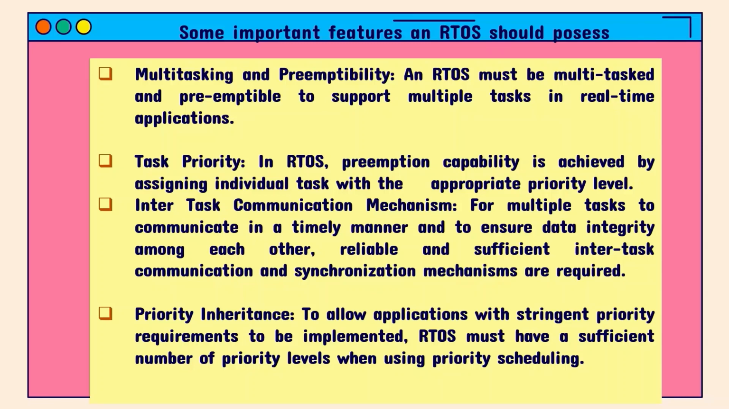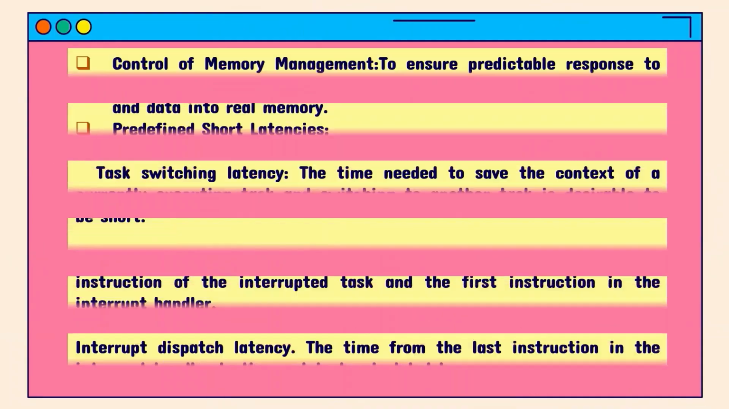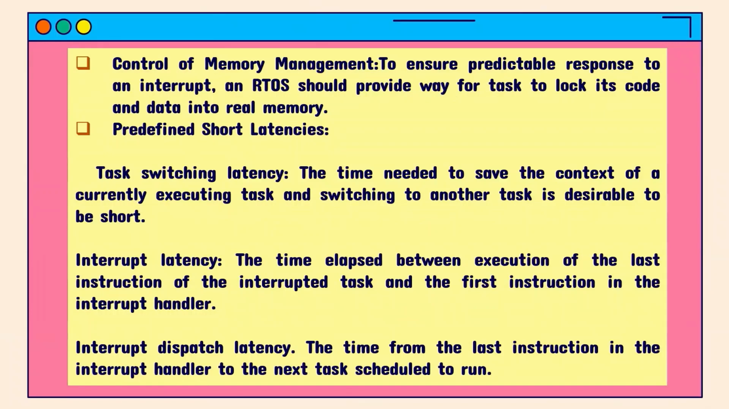Priority inheritance. To allow applications with stringent priority requirements to be implemented, an RTOS should have a sufficient number of priority levels when using priority scheduling. Control of memory management. To ensure predictable response to an interrupt, an RTOS should provide a way for the task to lock its code and data into real memory. So an RTOS should also possess predefined short latency.